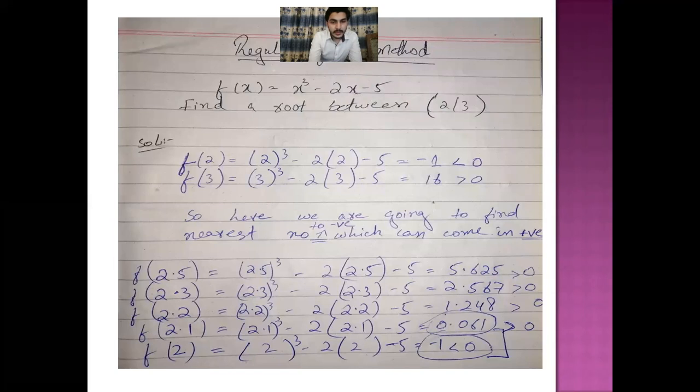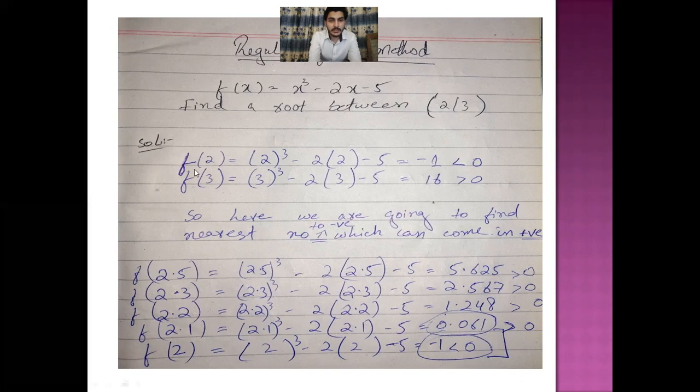So we come to our topic, the regula falsi method. First of all, f(x) is our problem: x cube minus 2x minus 5. That is the problem which we have to solve, and we have to find a root between 2 and 3. We have to find a midpoint which does not come in negative and does not come in positive, meaning it comes in positive but nearer than negative.